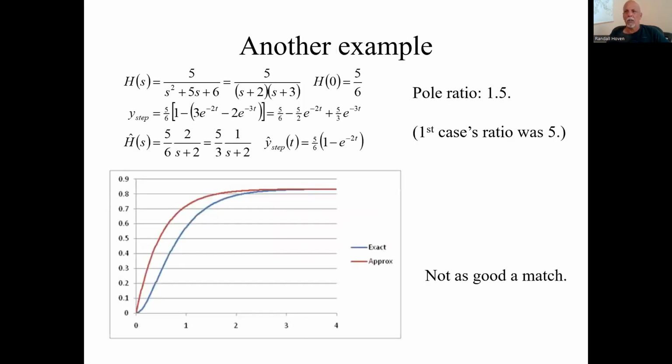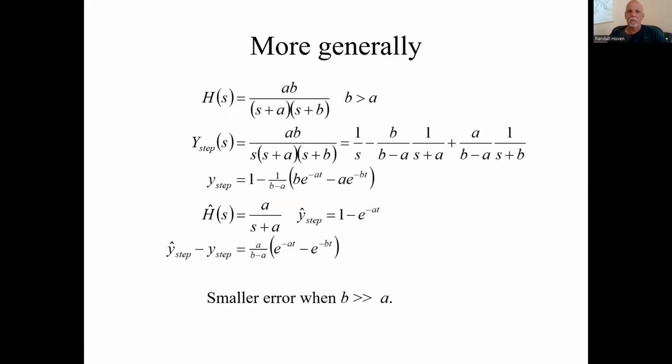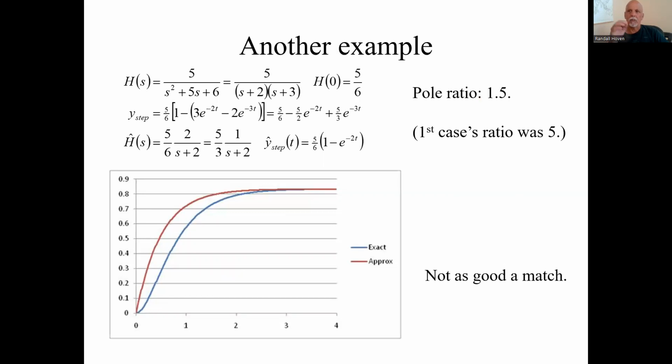Let's look at another example and see how much it hurts us. Here's another second order example, with two real poles. Poles are -2 and -3, so the poles are much closer together. That ratio is only 1.5. In the previous example, it was 5. And here's a plot of the two responses. Not quite as good a match. Depends on how well you want to match, but it's certainly not as good as the other one. So a factor of 5 is pretty good. A factor of 1.5, not so good.